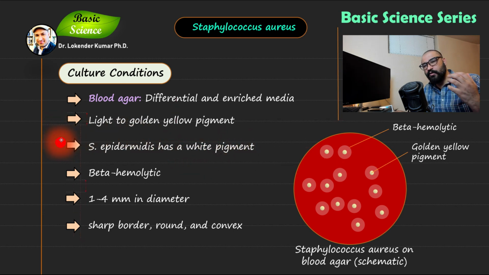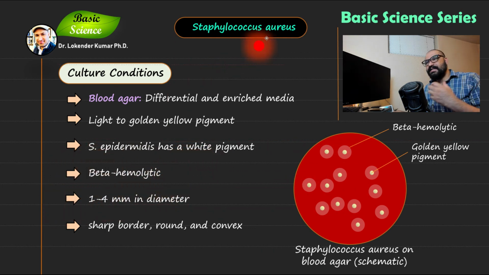Now you will find light to golden yellow colored colonies on blood agar for Staphylococcus aureus because it produces that particular pigment. And Staphylococcus epidermidis, which is a non-pathogenic bacteria of the Staphylococcus genus, is going to form white colonies, and it appears white because of the white pigment, right?